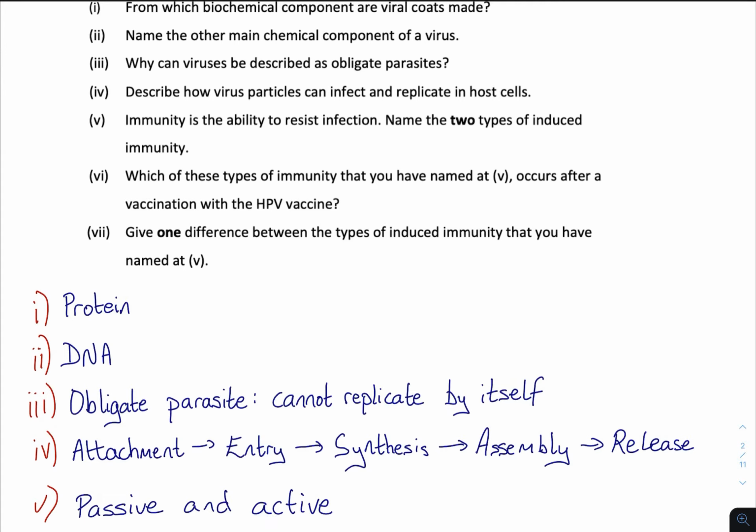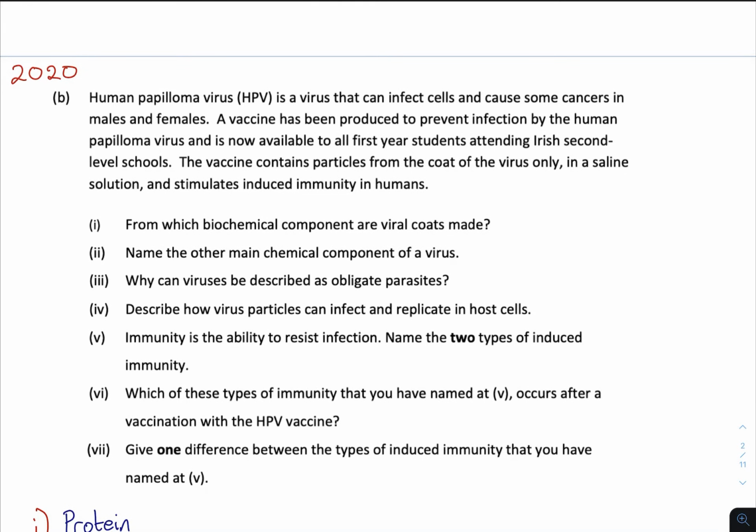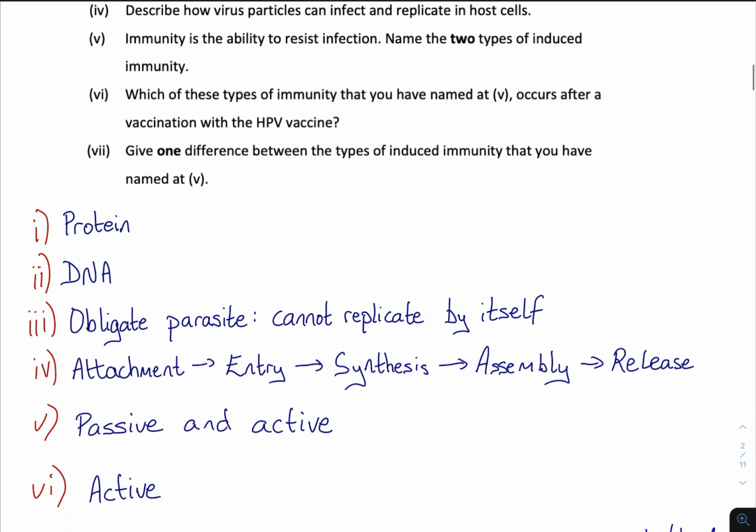Which of those 2 types, this is your comparison now between active and passive, occurs after a vaccination with the HPV vaccine? So you have to go back up here and read it. You're told the vaccine contains particles from the viral coat and stimulates induced immunity. So in that regard you have to say that the HPV vaccination is active, because you're giving someone the virus. If it was passive, you would be giving someone antibodies to fight off the virus.